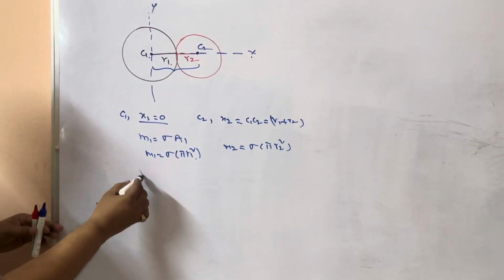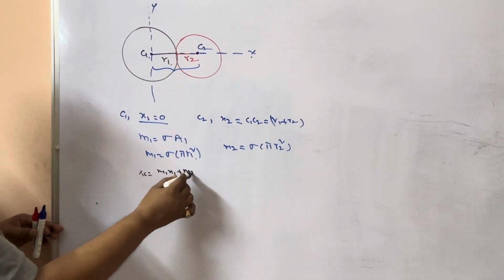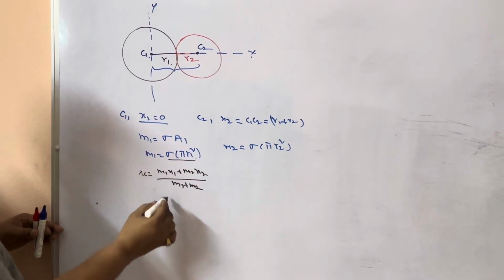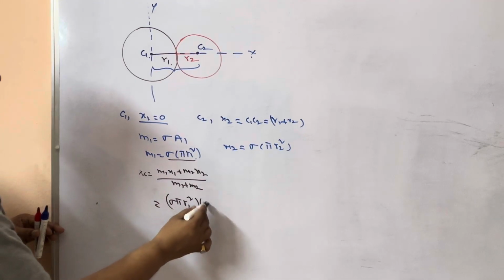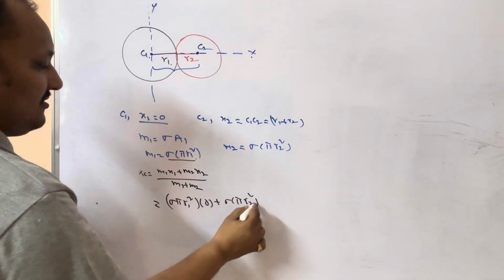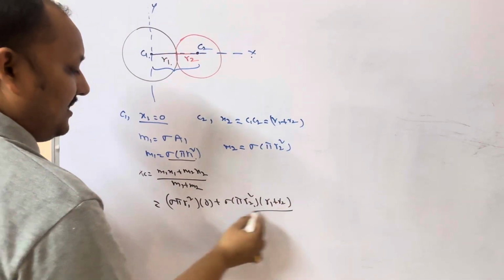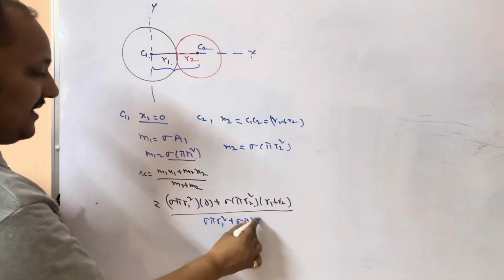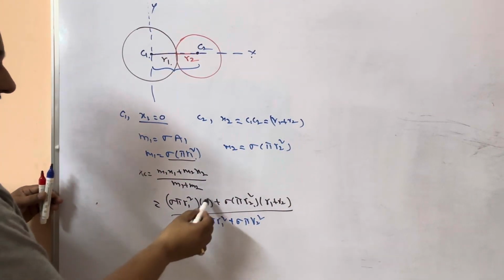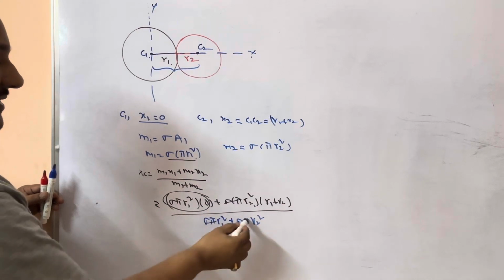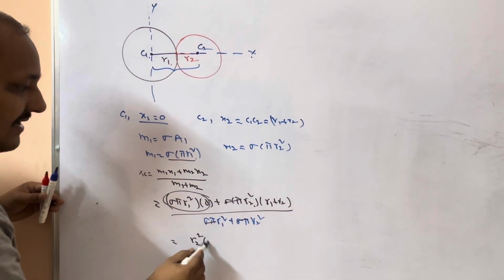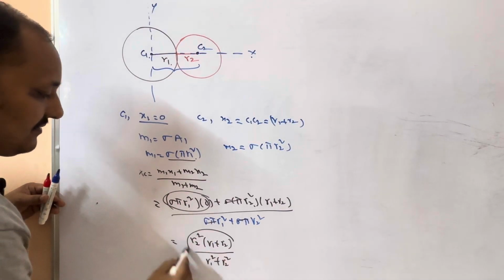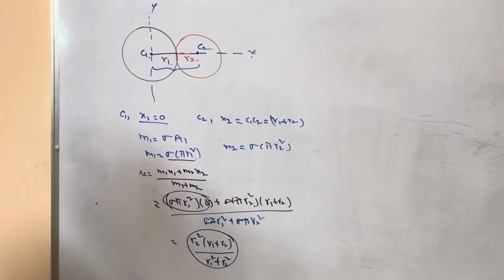Now what is our formula? X equals M1 x1 plus M2 x2 by M1 plus M2. What is M1? Sigma pi R1 square, x1 is 0. Plus sigma pi R2 square, x2 is R1 plus R2, divided by sigma pi R1 square plus sigma pi R2 square. What is cancelled here? The first term is already 0. Sigma pi will be cancelled. So R2 square into R1 plus R2 by R1 square plus R2 square. This is the center of mass position of the two discs.